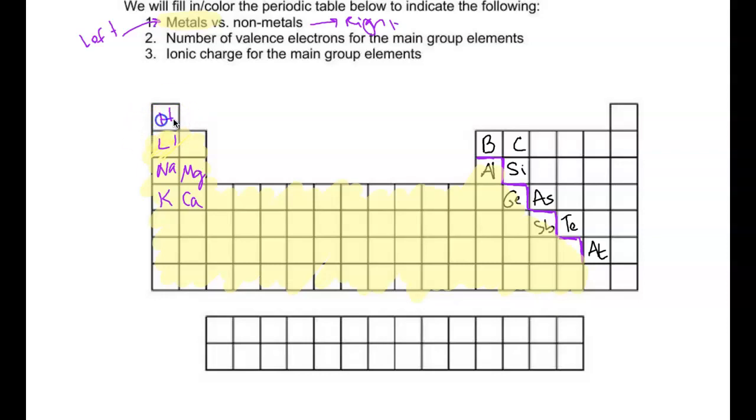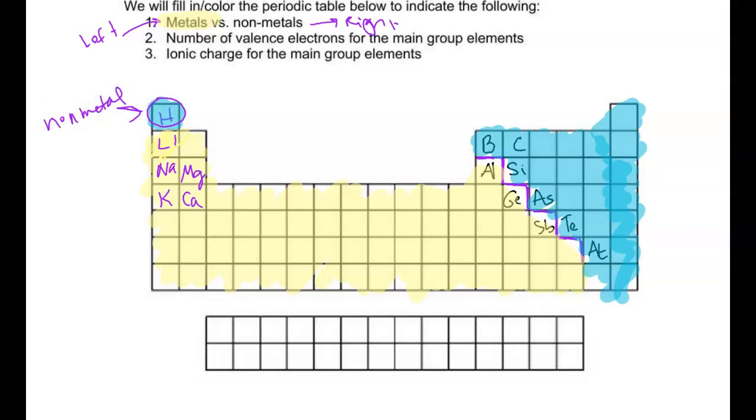Hydrogen is going to be a non-metal, and I'll just color those blue. So hydrogen is a non-metal, and then all of these over here are non-metals. Just keep in mind that hydrogen is a non-metal and has those properties.